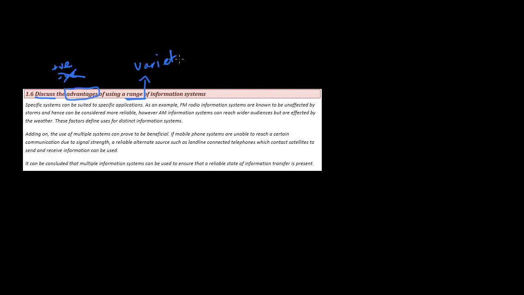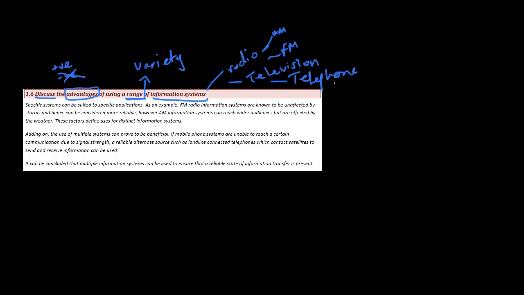And then moving on, it's asking for a range of information systems. Information systems as in all the ones we have just previously learned about, you know, the radio, and that turns to AM and FM, you've got television, you've got telephone, all these different things. And we can choose any one we want, but we just need to have two definite examples that we can compare against each other and show the advantages of each, because that's all it's asking us. It doesn't even want us to discuss negatives.